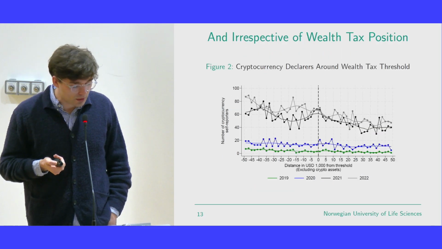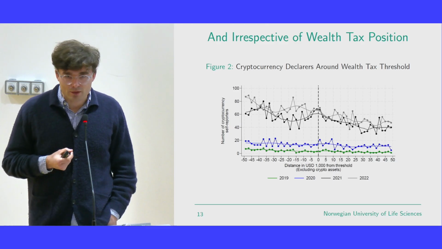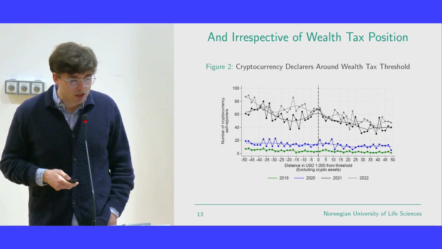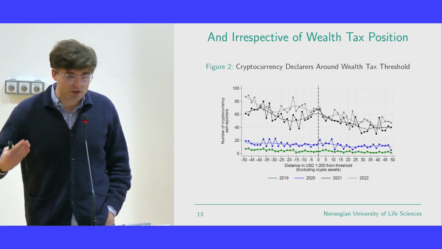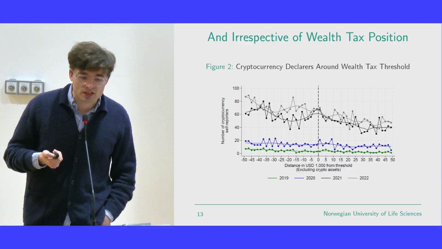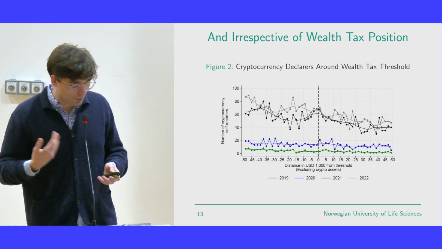That's quite interesting. And also, we don't really see anything meaningful around the wealth tax threshold, other than a bunching on both sides. But nothing that indicates that people are trying to avoid paying taxes, or that the wealth tax schedule selects who is in this sample.